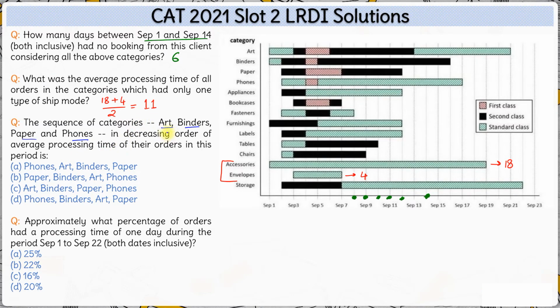So what we need to do is calculate the average processing time of all these four categories and then arrange them in decreasing order. So let's look at arts. For arts, to calculate the average processing time, that will be total processing time divided by the total number of orders.